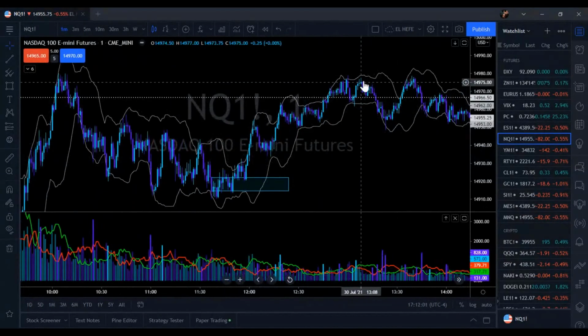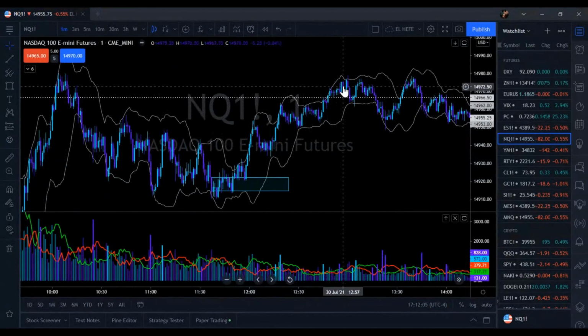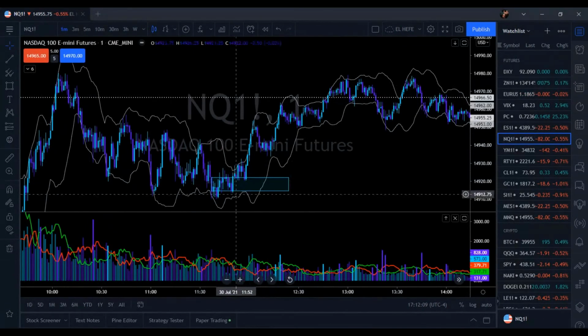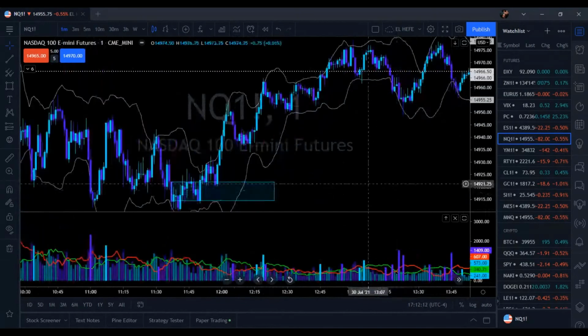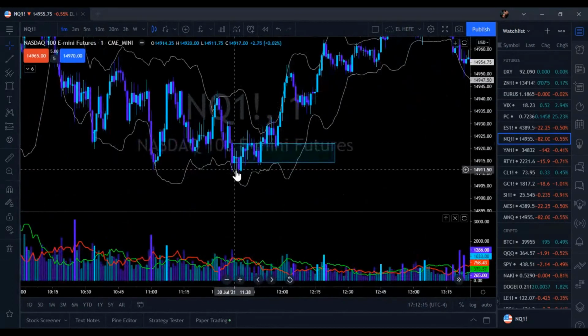And there was no reason to get out. You might have got out right here because you were making a higher high. Let's look at what that looks like on the VIX. At 1139, 1140.